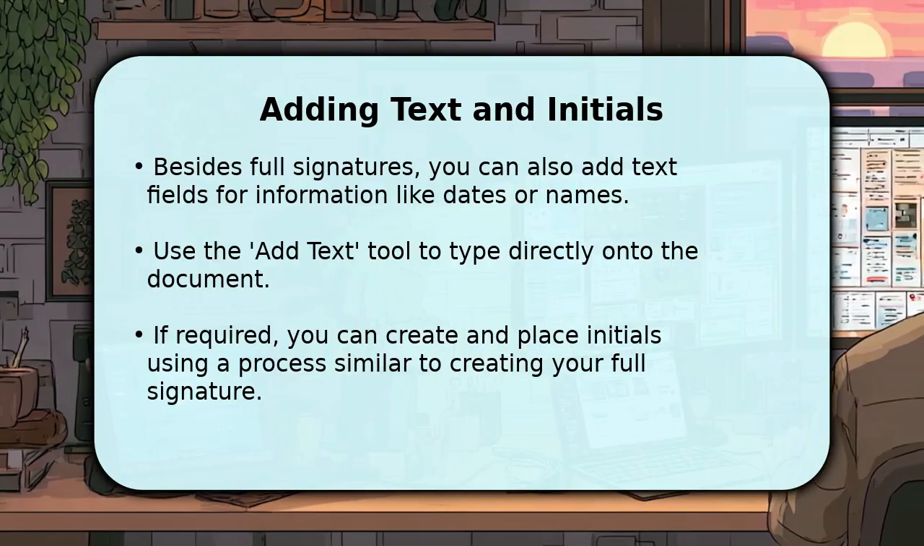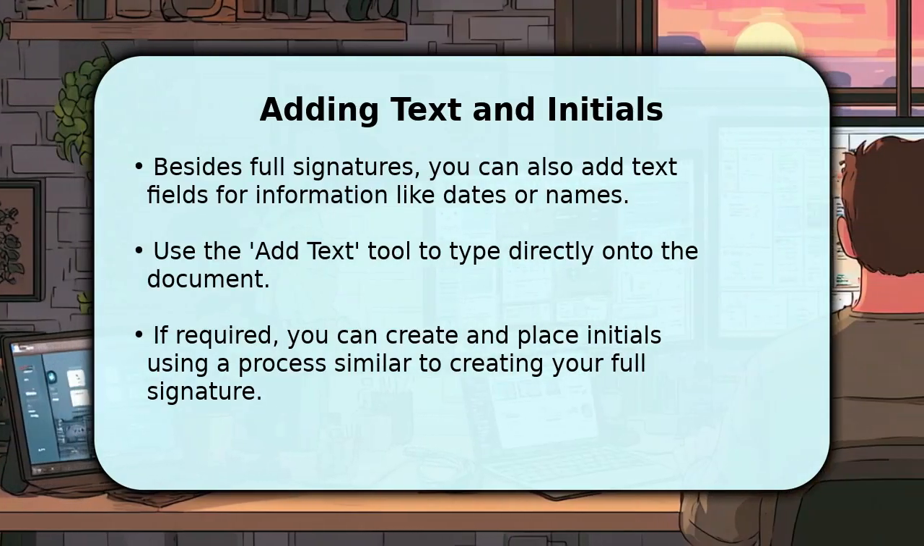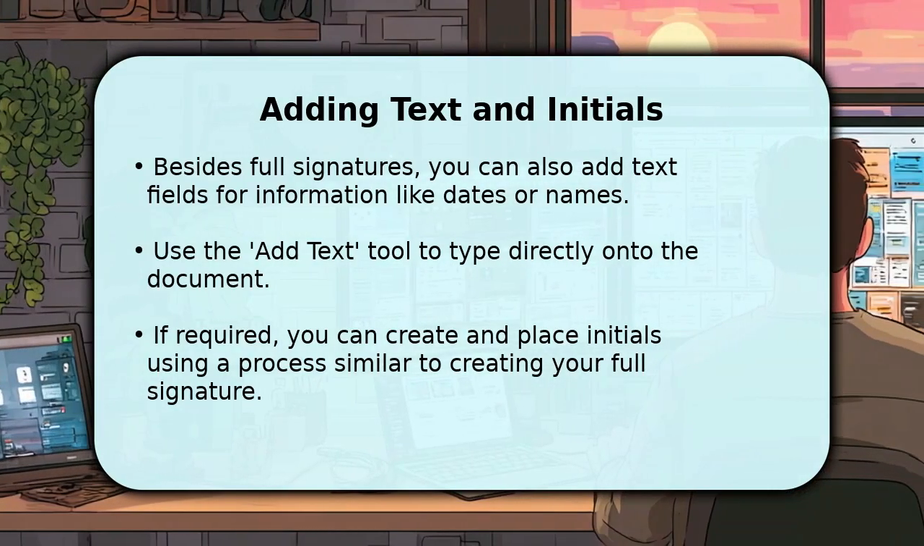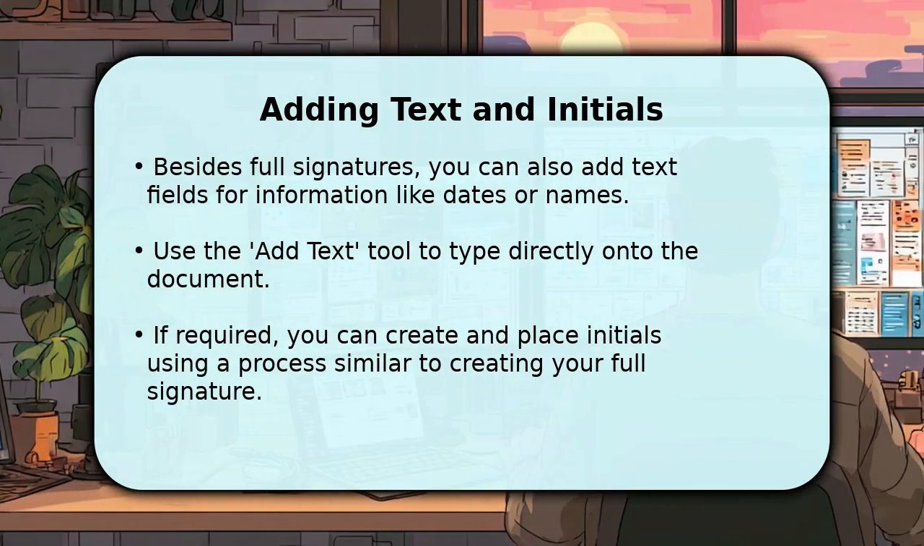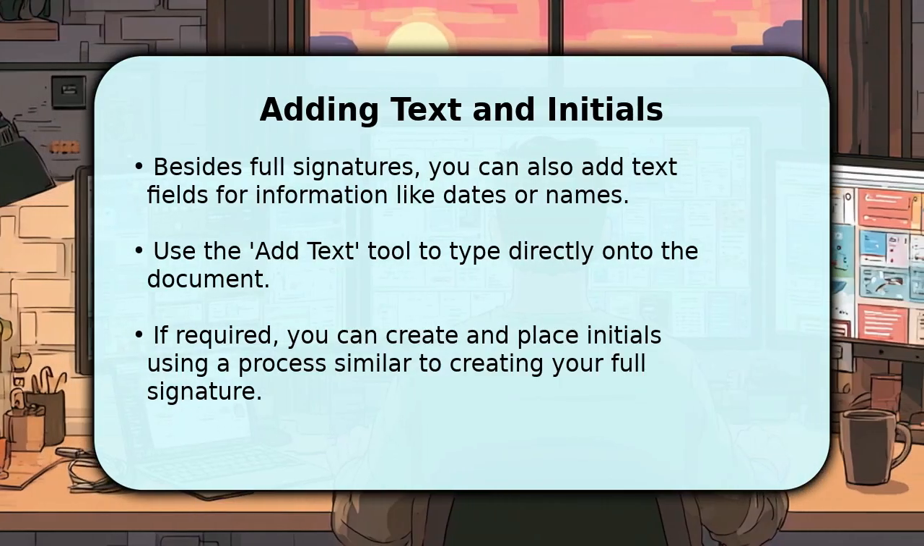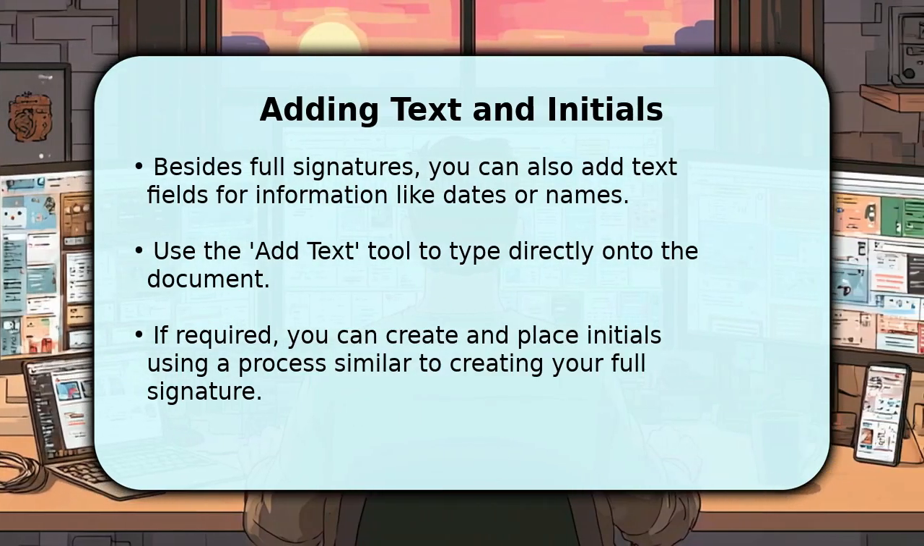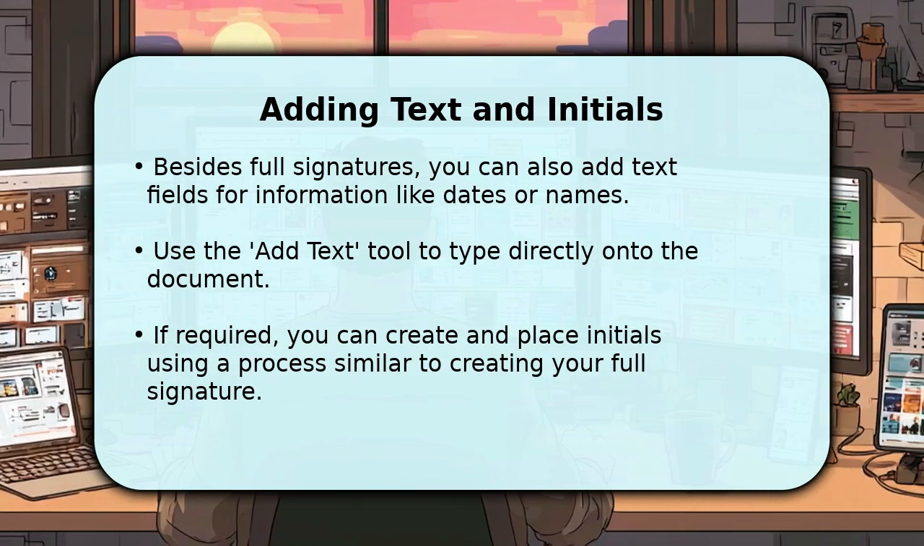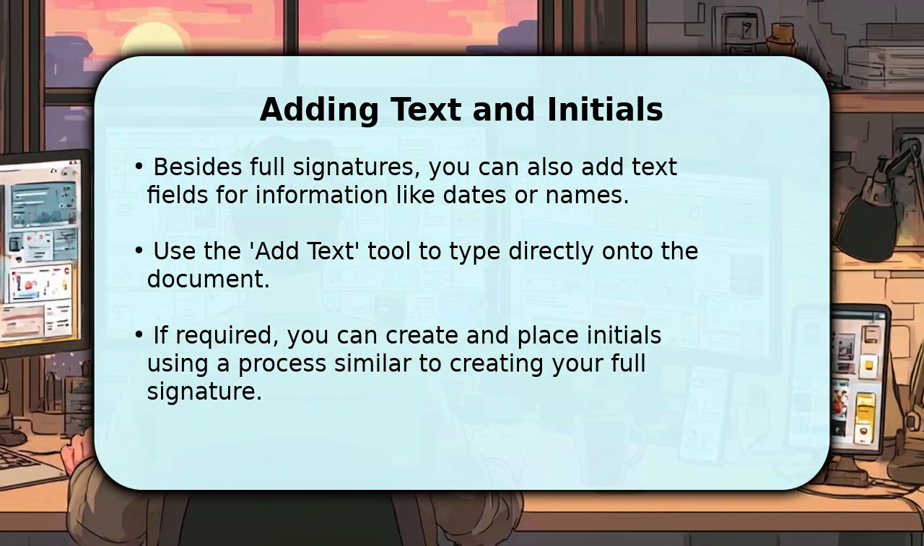Many documents require more than just a signature. They often need dates, names, or other specific information. Adobe Fill and Sign provides an add text tool, which allows you to type directly onto the PDF. Just click the text tool, then click where you want the text to appear, and start typing your information.